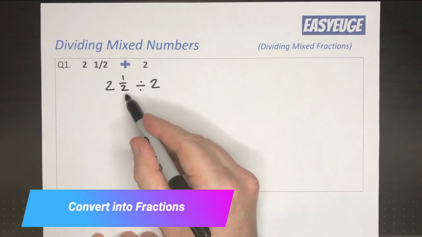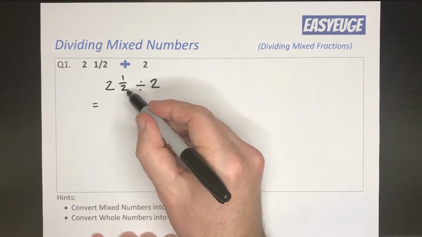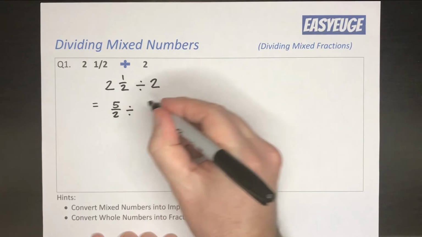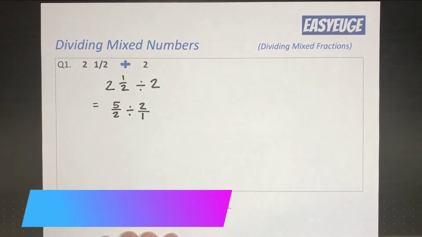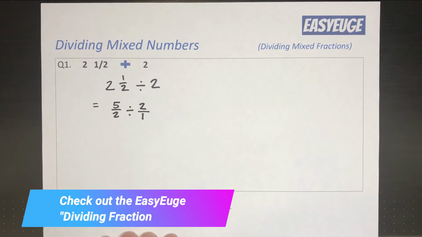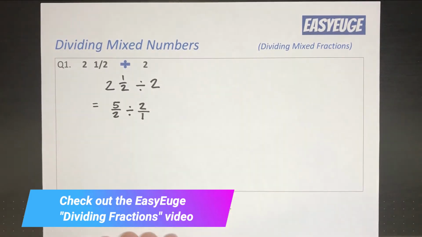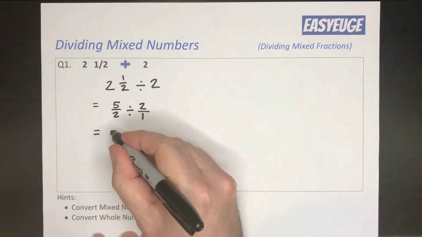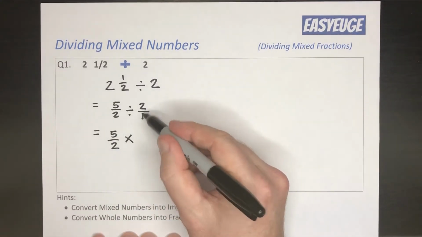So let's turn 2 1/2 into a fraction. That is 2 times 2 is 4 plus 1 is 5. That's 5 over 2. And we are dividing by 2. And 2 is the same as 2 over 1. And we know from our how to divide fractions video, to simply divide, we can multiply by the reciprocal of the fraction, or the fraction upside down. So let's rewrite that. So that is the same as 5 over 2 multiplied by 1 over 2.